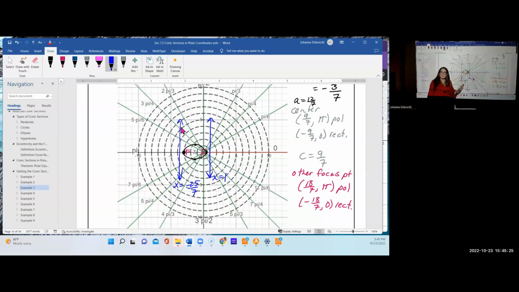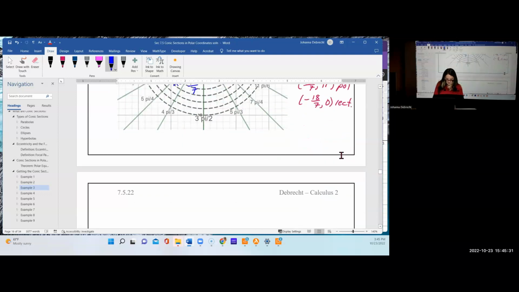So hopefully this is starting to make sense to you. We've not done a hyperbola yet. So let's take a look at another example.